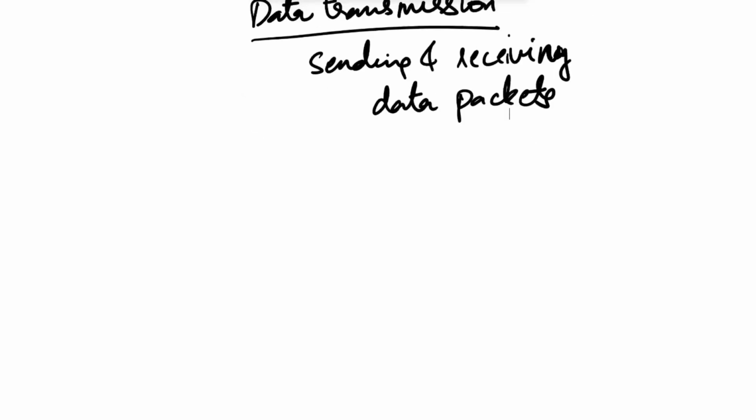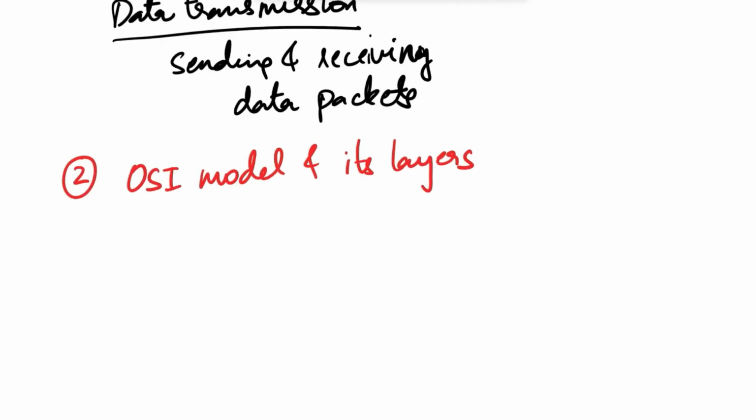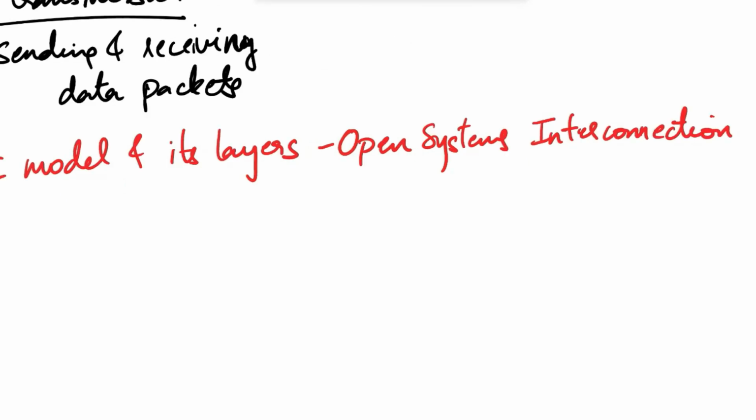Let's go to the next question. Define the OSI model and its layers. OSI stands for Open Systems Interconnection Model. It is a conceptual framework used to understand and standardize the functions of a network or telecommunication system. It divides the network communication process into 7 distinct layers, each responsible for specific tasks and functions. These layers help ensure that different hardware and software components can work together seamlessly, regardless of the underlying technologies.